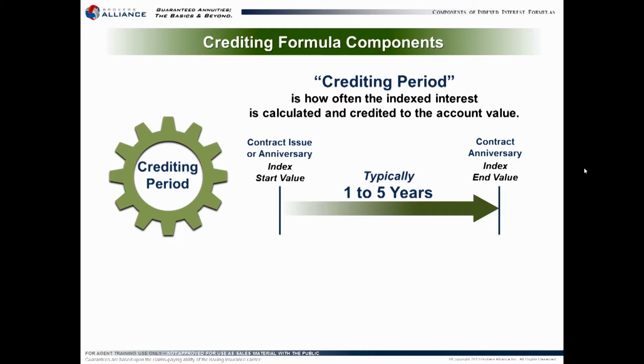So we have 1 year crediting period. Some products have 2 year, 3 year, 5 years. The crediting period can be as long as the carrier who's designing the product wants it to be, but again, most typically we're going to see somewhere between 1 and 5 years.